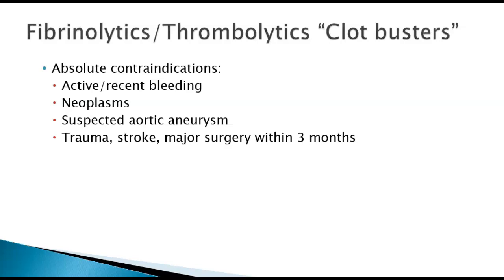If we suspect an aortic aneurysm, we cannot start TPA until you've had a chest X-ray to rule out an aneurysm. So that widens the margin is what we're looking for. So any trauma, if they've had a stroke in the past or major surgery in the past 3 months, we don't get to use the TPA on them.